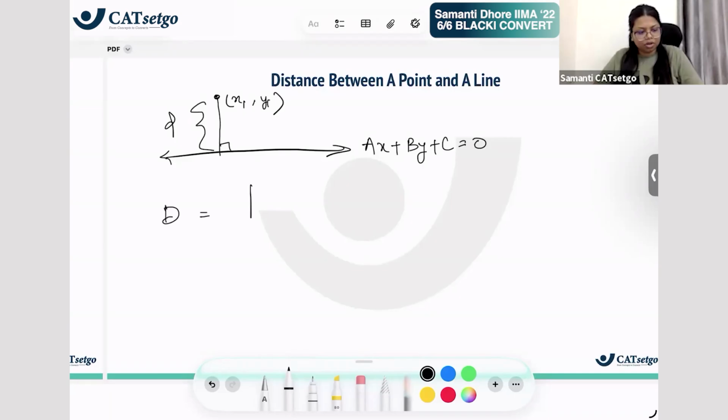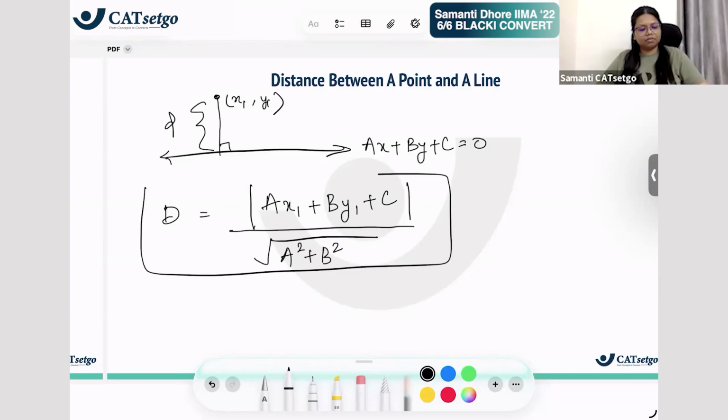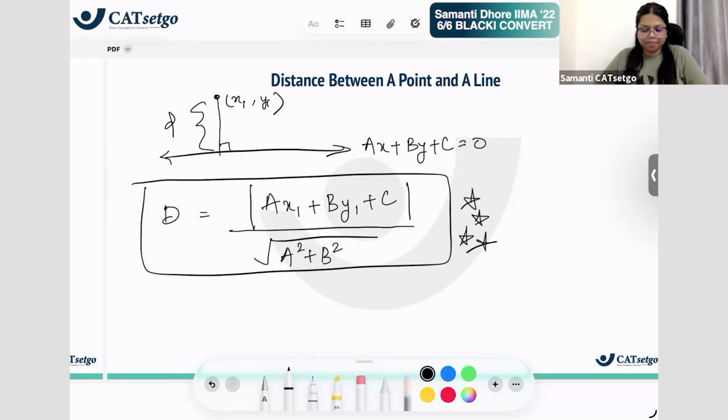The formula of finding this distance is equal to mod of ax1 plus by1 plus c. So basically in the equation of line, instead of x and instead of y, you inserted x1 and y1, the values of the points, and you took mod. Mod means you're going to take positive value because distance is positive always. So you're going to take the positive value of it and divide it by under root of a square plus b square. Okay, this is the formula of distance. Just memorize it. Okay, this is the formula of distance.